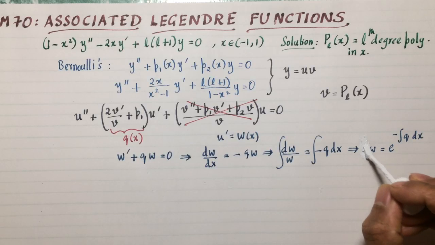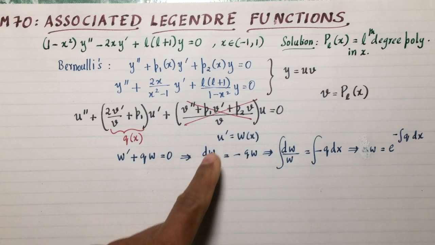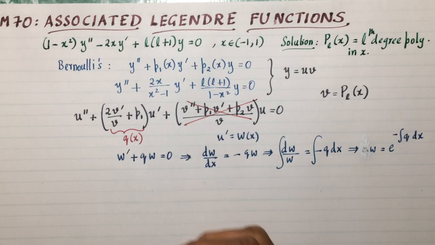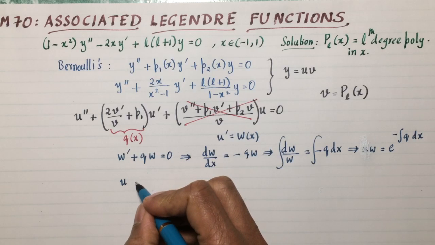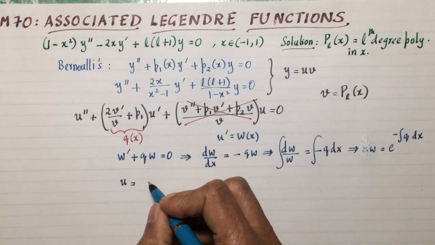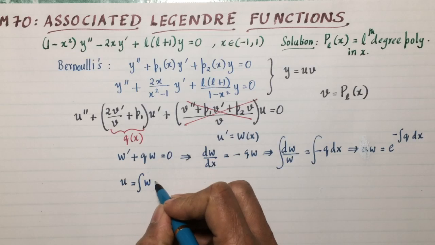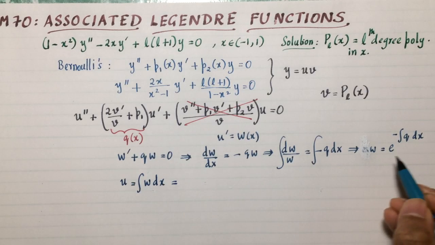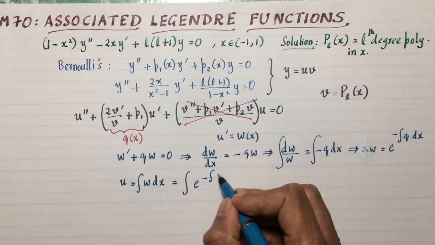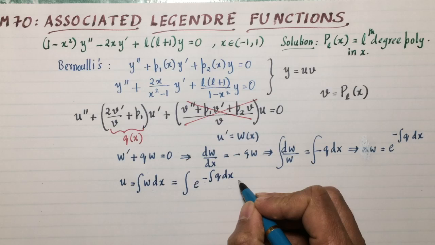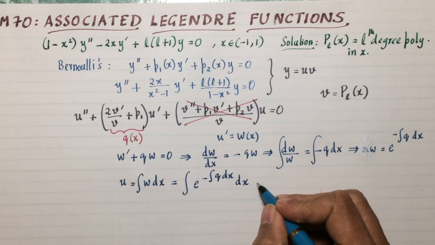But we're not done with w yet, because we have to talk about w being u prime. So let's integrate again. So u will be equal to the integral of w dx. So that's going to be the integral of e to the minus integral q dx, dx. Okay, and now I'll put plus c.